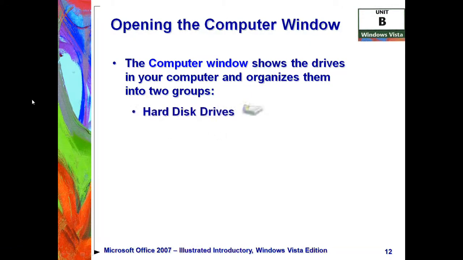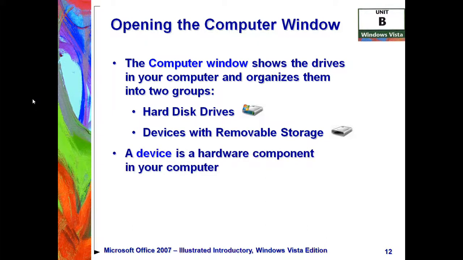Okay, we're going to be starting on page Windows 28 today and looking over the opening the computer window section. We'll start off by looking at a few PowerPoint slides, and then we'll take a look at how it actually looks on the computer. Whenever we talk about the computer window, we're talking about the window that shows the drives that are connected to your computer, and it organizes them primarily into two main groups.